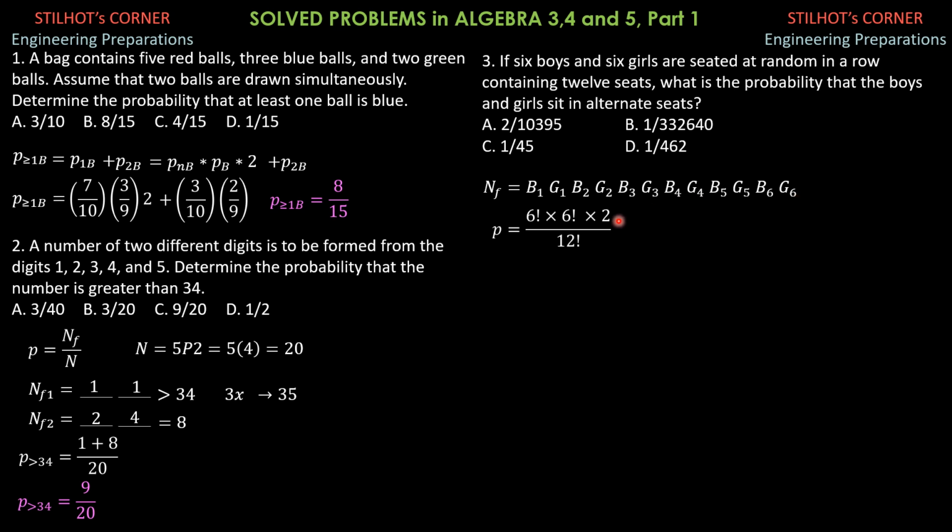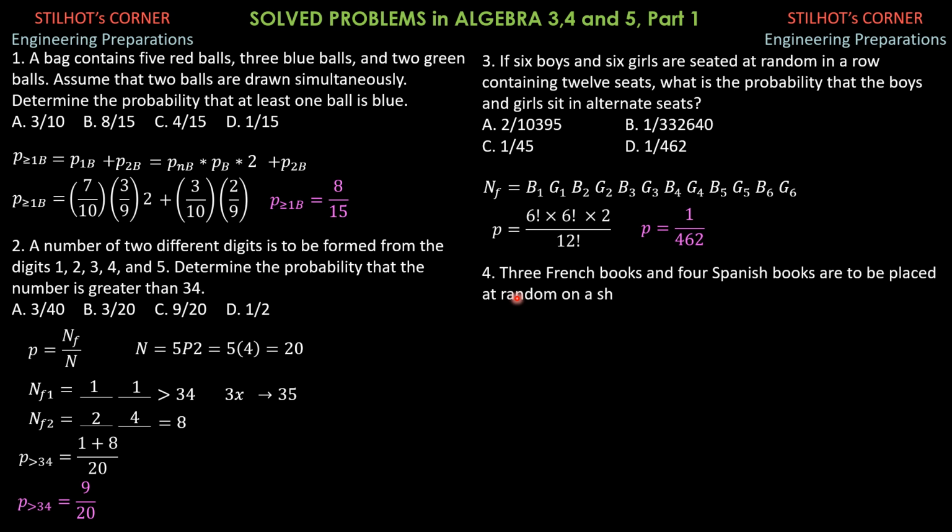And we multiply it by 2 because there are 2 cases. In this situation, we have boy, girl, boy, girl, boy, girl arrangement. The second situation is we have girl, boy, girl, boy, girl, boy. And I hope you can follow it. So that's the total favorable outcomes in the numerator, and this is the total number of outcomes, 12 factorial. It's computing, so the probability is 1 over 462.